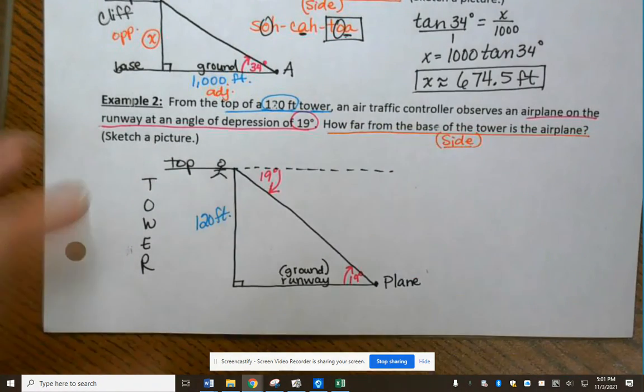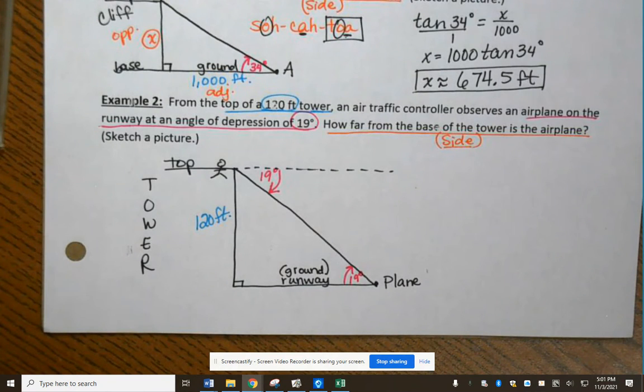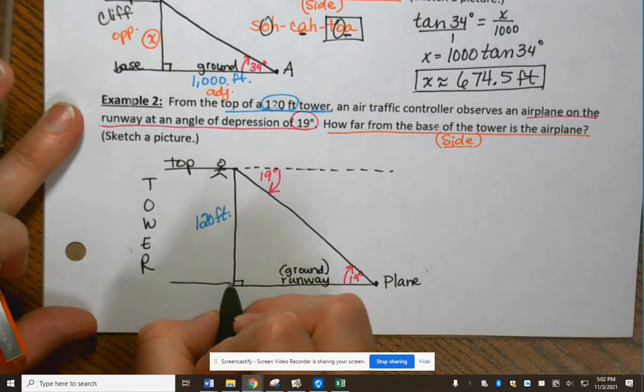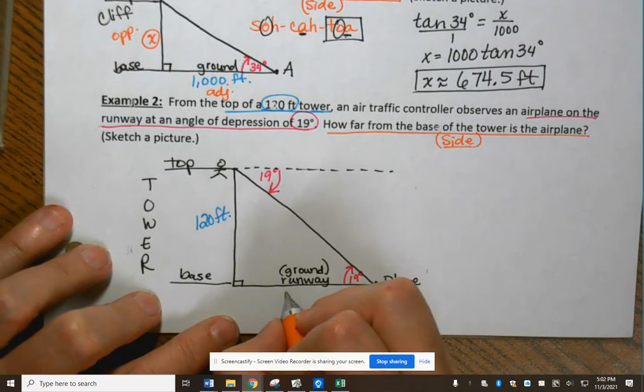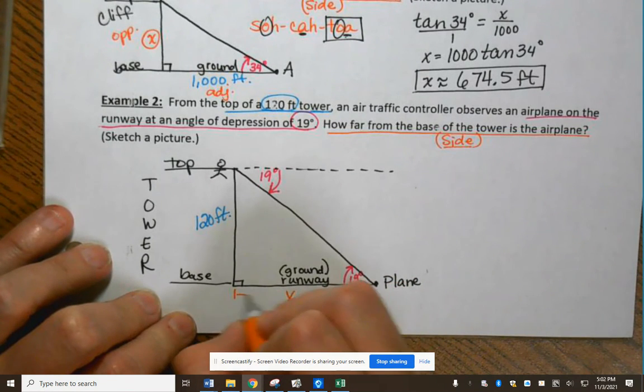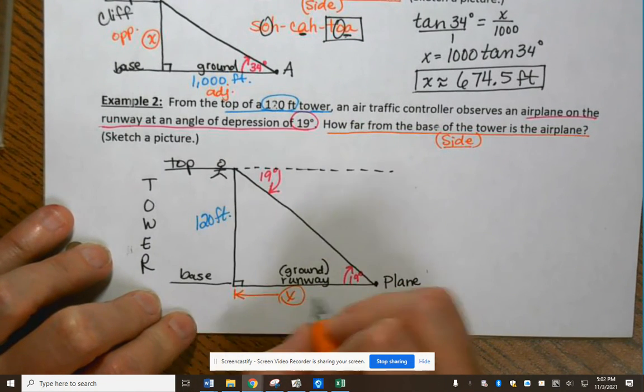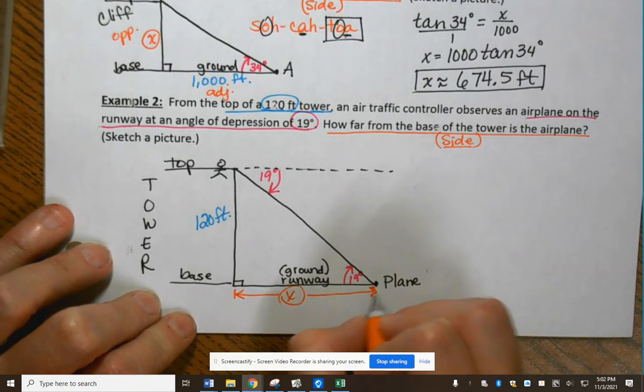So you do need to pay attention to what the question is asking for. Is it asking you for the measure of the angle of elevation or depression? In that case, you're going to use your inverse trig functions. Or are you looking for a side length? And in this case, we're looking for the side length. So how far from the base of the tower to the airplane? So this is our x that we are looking for, this distance.